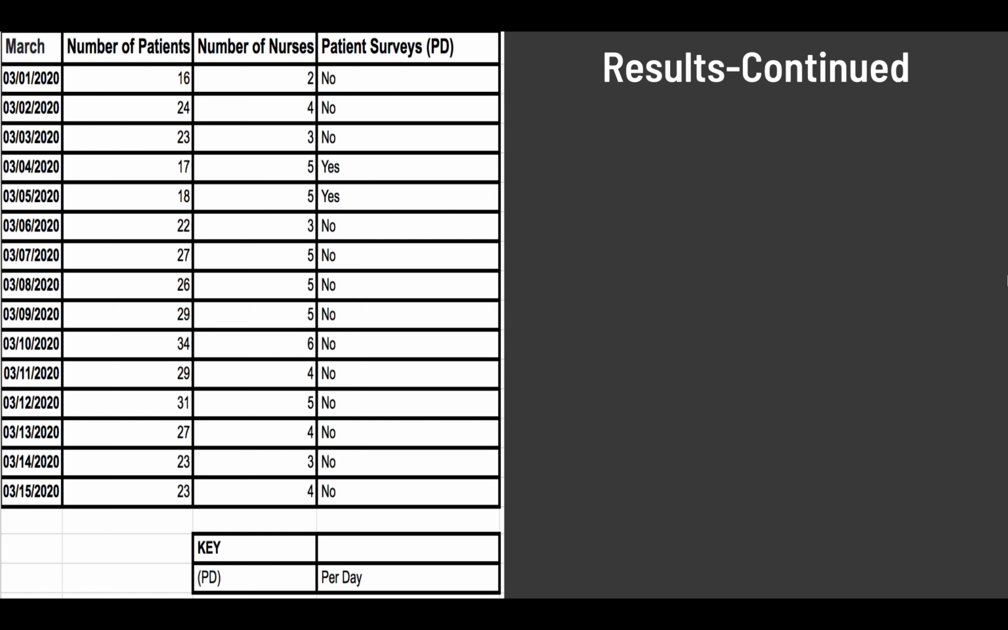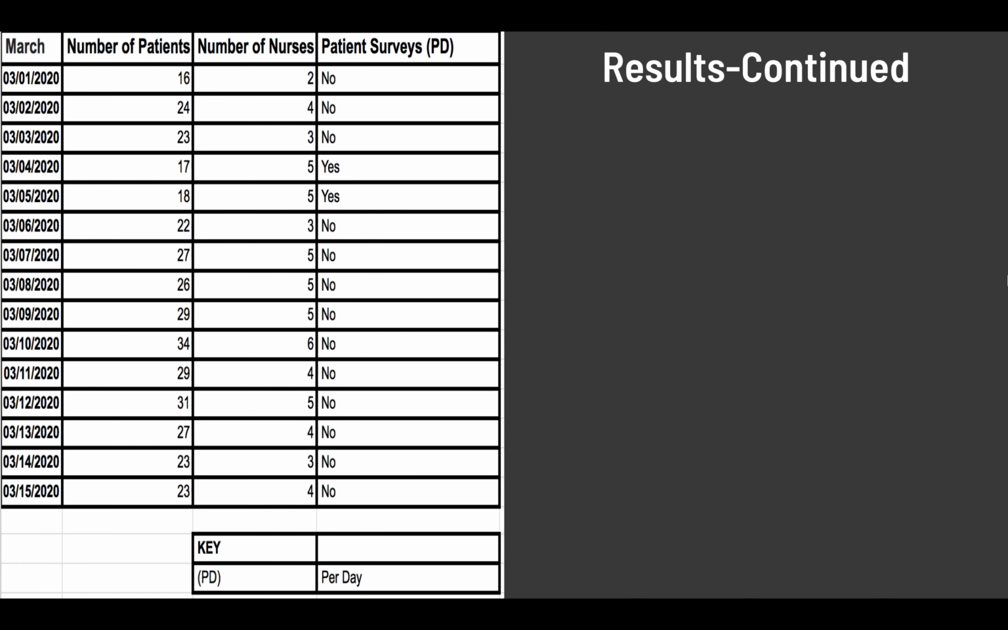Moving forward, we wanted to be even more specific. So, results continued: we took the month of March, from the middle, March 1st through March 15th. We took the number of patients, number of nurses, and patient surveys per day, as depicted in that key. We wanted to see very specifically if there were inaccuracies in the staffing compared to the number of patients that were in that day.